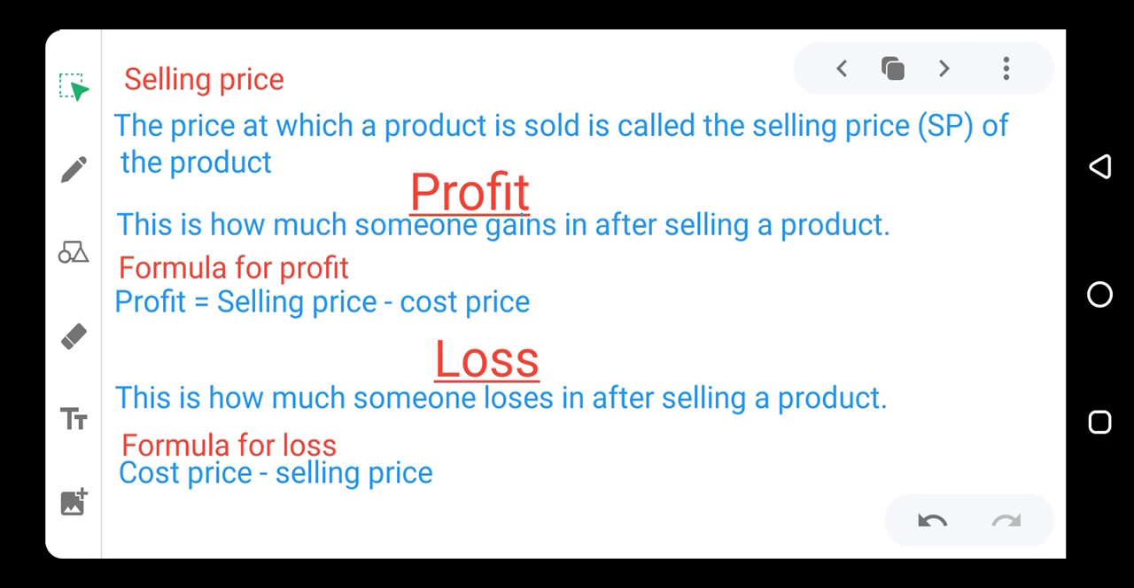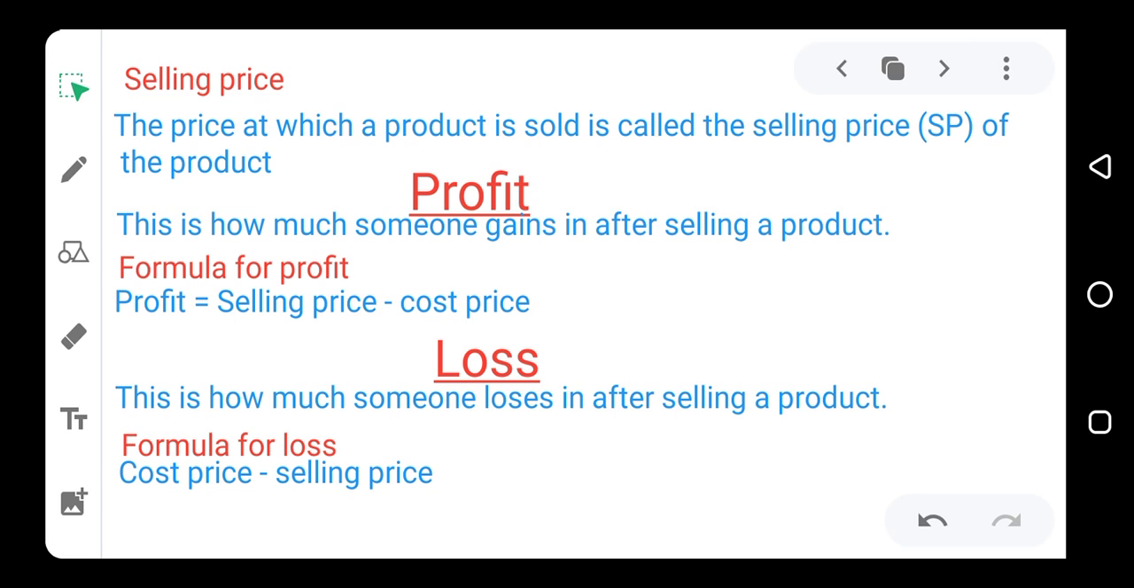Now let's look at profit. What is profit? The profit is the gain, or how much gain you make when you sell a product. Profit is also called gain. Your gain when you sell a product is what we call profit. We have a formula that we use in calculating profit.